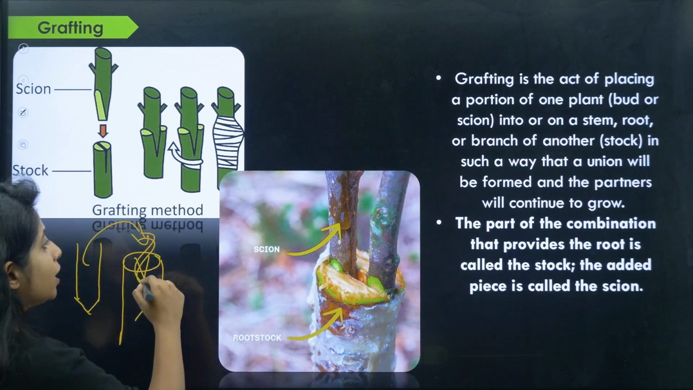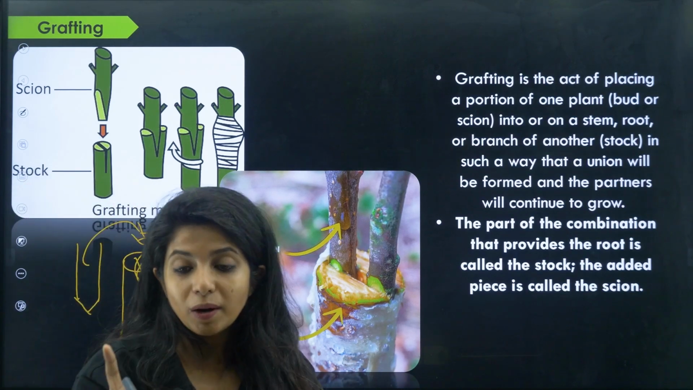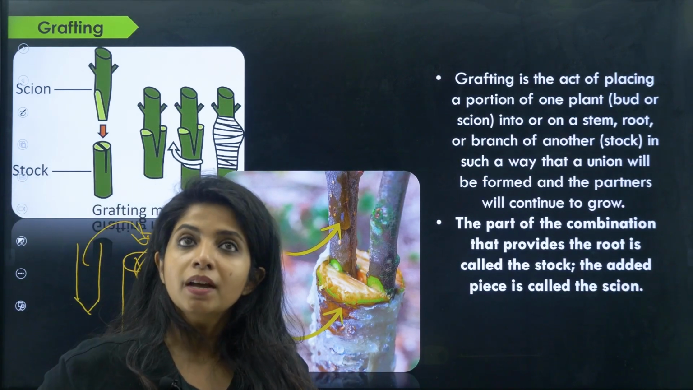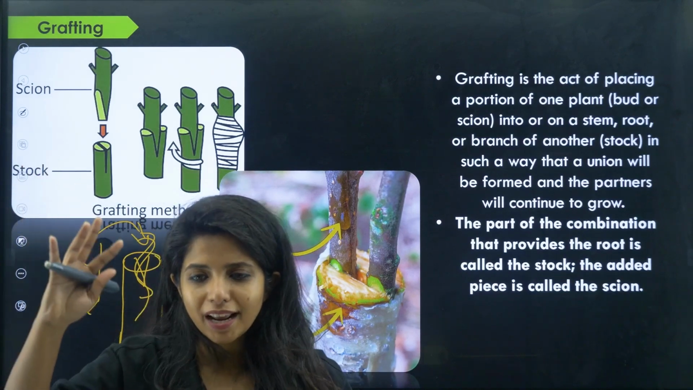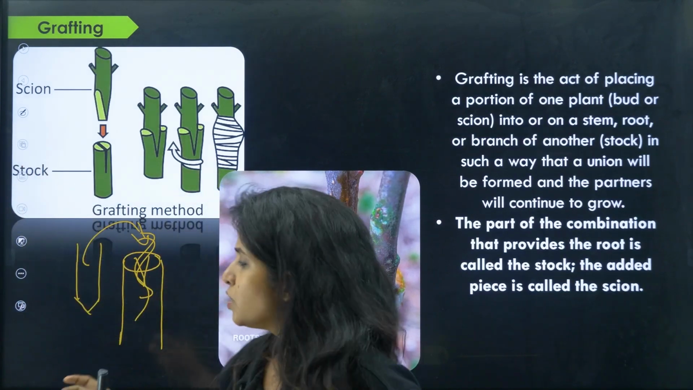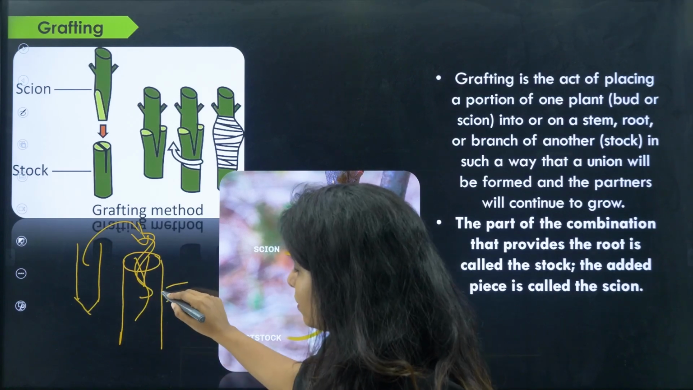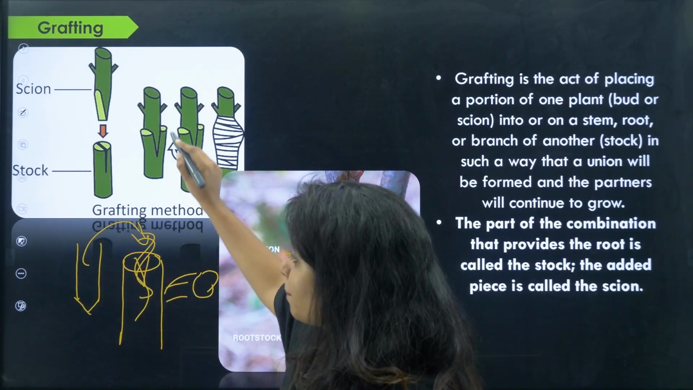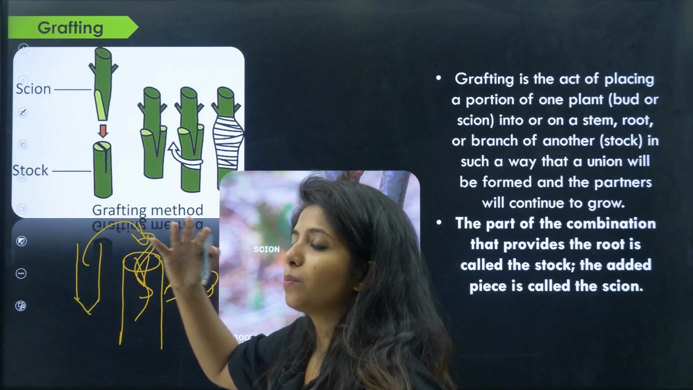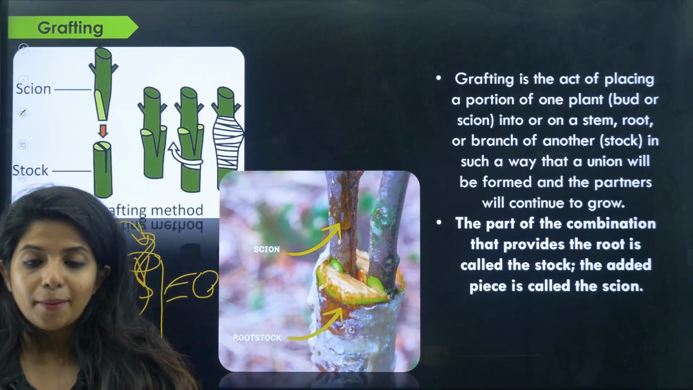Basically, you are getting two different varieties of one particular thing in one particular plant. For example, there is Shimla apple, there is Kashmiri apple, different varieties of apple. So in the lower region, you put something else. There will be some type of apple, and the upper part of the same plant will be producing some other type of apple.